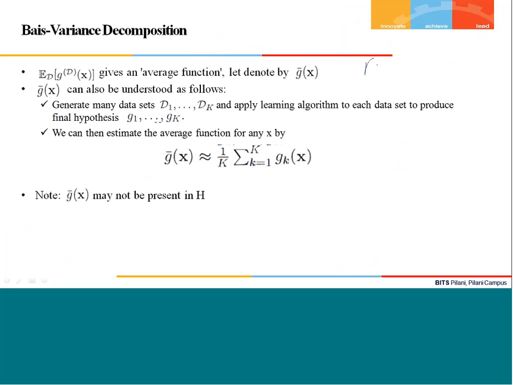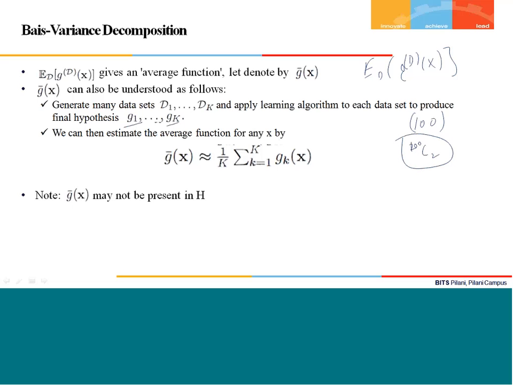What is Ed? What is this E_D of g_D of x? Let's understand this first. This is the average function. As I told you, you have generated many data sets. For example, you have 100 data points, a population, and at a time you draw 2 points only. So you can have these many data sets, 100 C2: D1, D2, DK. You applied some learning algorithm, and you got the G1 hypothesis, G2 hypothesis, and GK hypothesis. For each data set, you get some hypothesis.